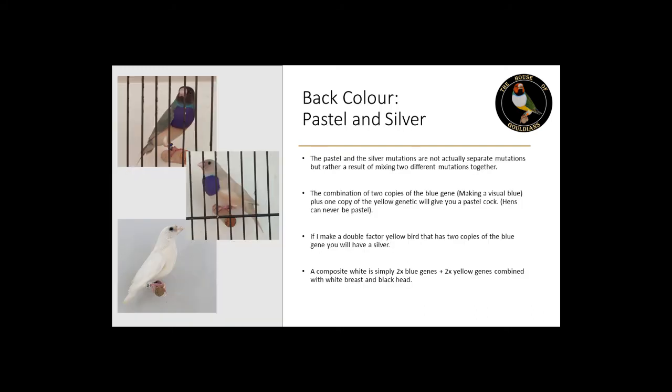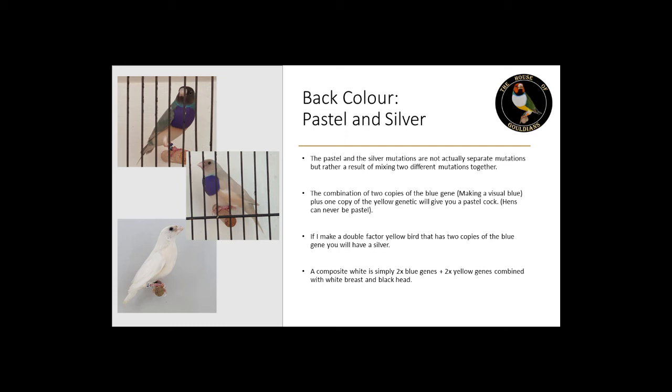We now come back to the blue genetic and also the yellow, in the sense that we're going to be talking about the pastel and the silver. Now, why do I say that? Well, the pastel and the silver mutations are not actually separate genetic mutations, but rather a result of mixing the 2 different mutations together. Therefore, a pastel bird is a bird with 2 copies of the blue gene, so in other words, a visible blue, but only a single copy of the yellow mutation. Therefore, you can only get pastel cocks. You never get such a thing as a pastel hen.